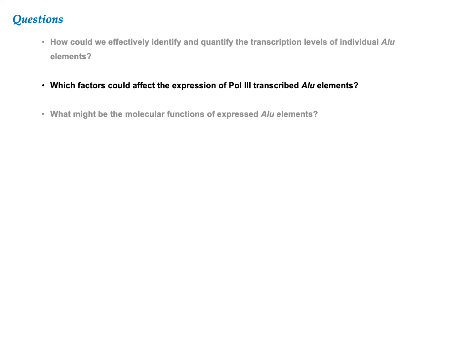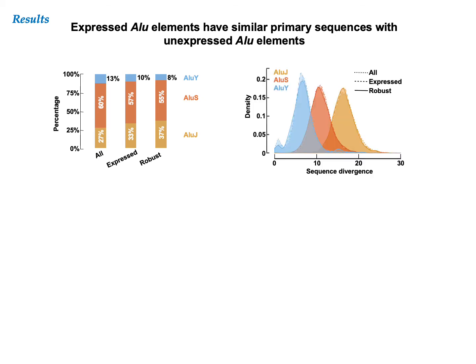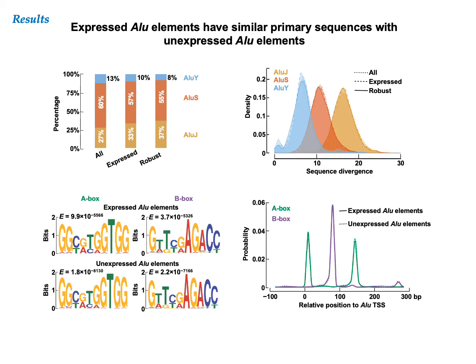So we moved on to the next question: which factors could affect the expression of Pol III-transcribed Alu elements? We examined various sequence features to distinguish expressed Alu elements from unexpressed ones. We tested the composition of Alu families, sequence divergence, strength, and the positions of the A box and B box, but none of these could distinguish expressed from unexpressed elements.